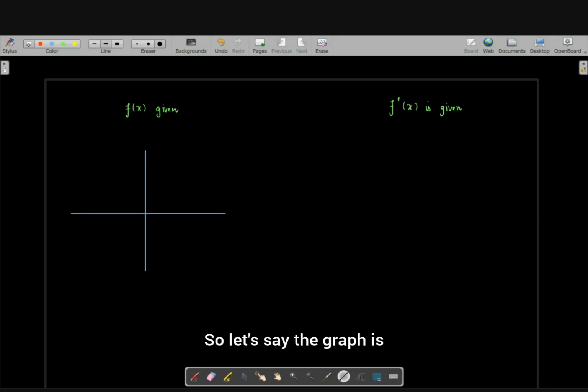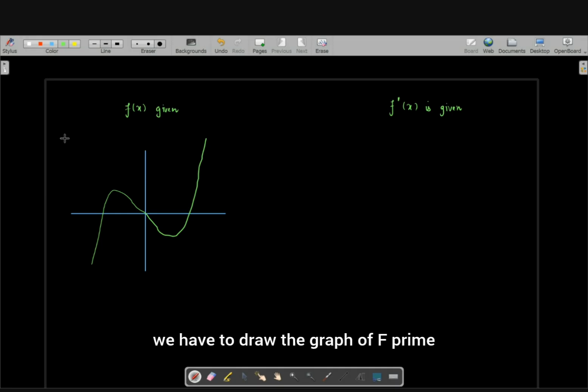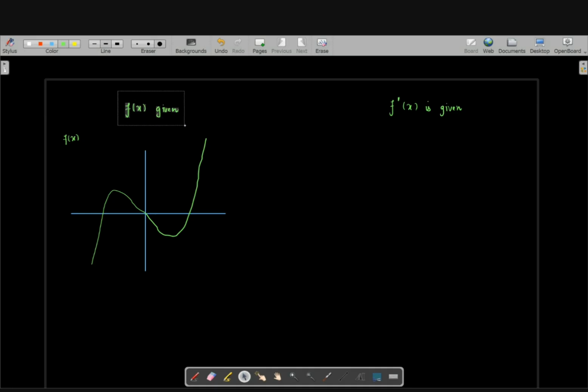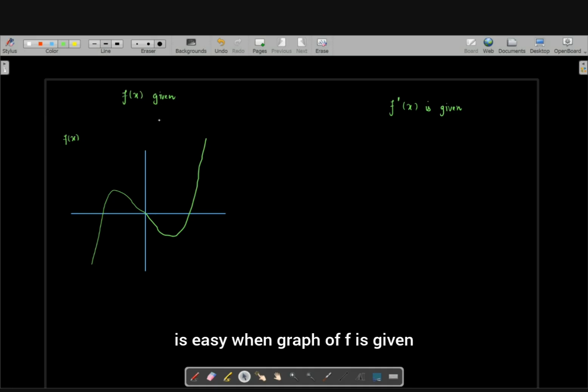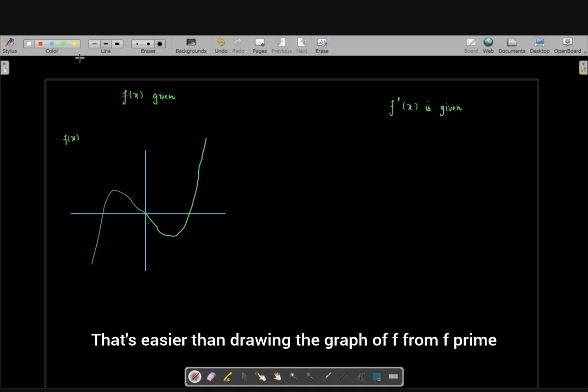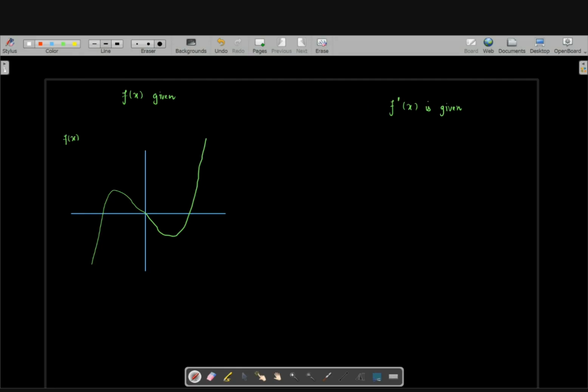So let's say we have the graph of f. It is like this. And from this graph, we have to draw the graph of f prime. Now, drawing f prime is easy. When the graph of f is given and we have to draw the graph of f prime, that's easier than drawing the graph of f from f prime.